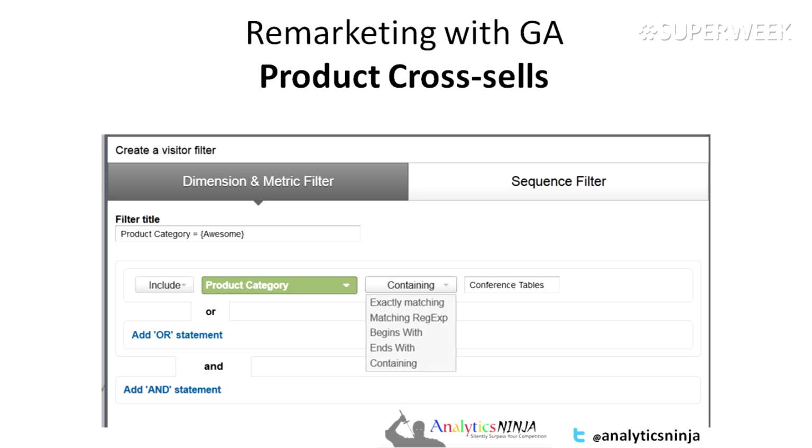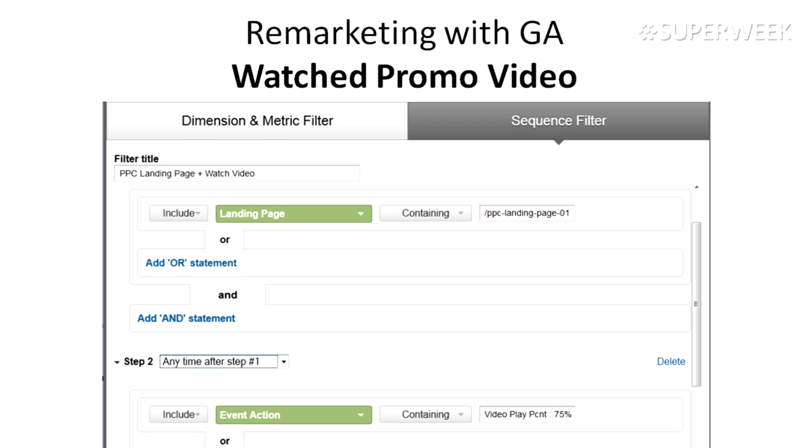A couple examples: product cross-sell, right? Take a look at a product category. Here, did somebody buy a conference table? If they did, set a specific cookie and sell them chairs to go with their table. Did somebody watch a promo video? I know what content you watched. I can have event tracking. You watched 75% of a particular video that I'm aware of. Great. Now that I know you know about my product, I can send a display ad that assumes a particular knowledge.